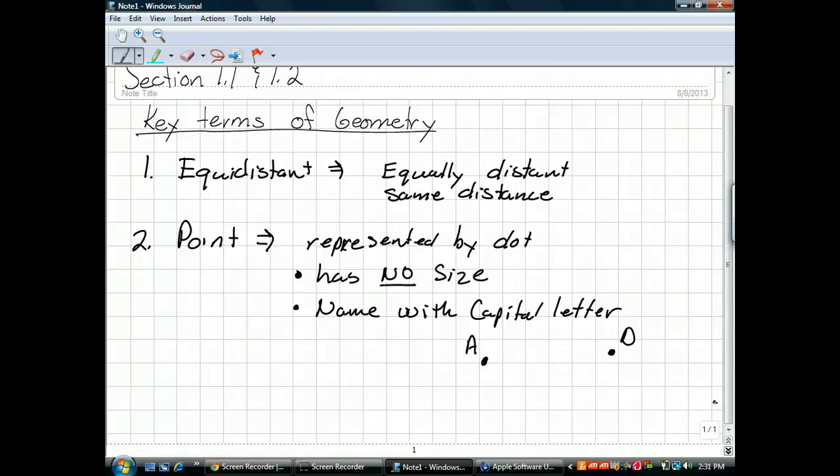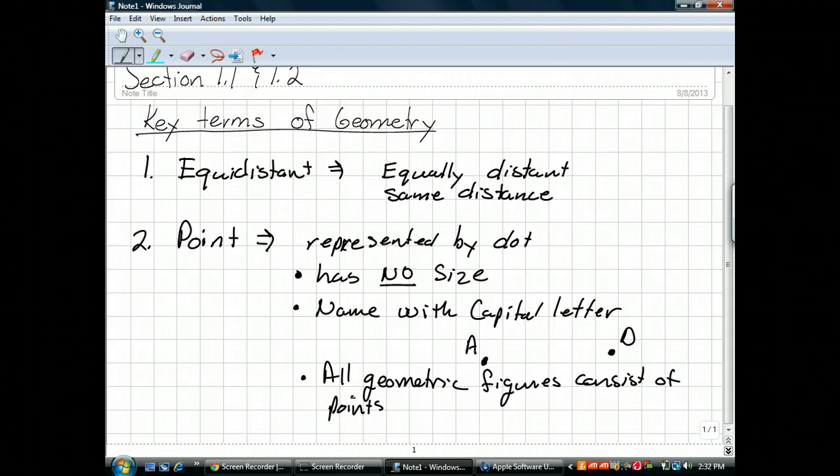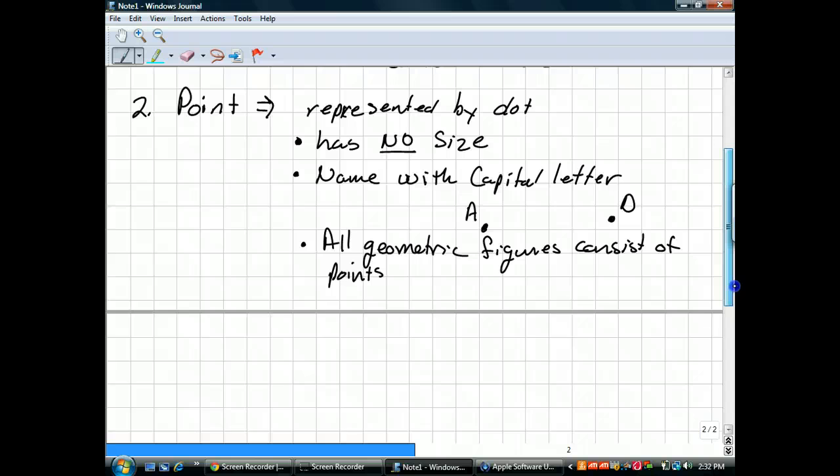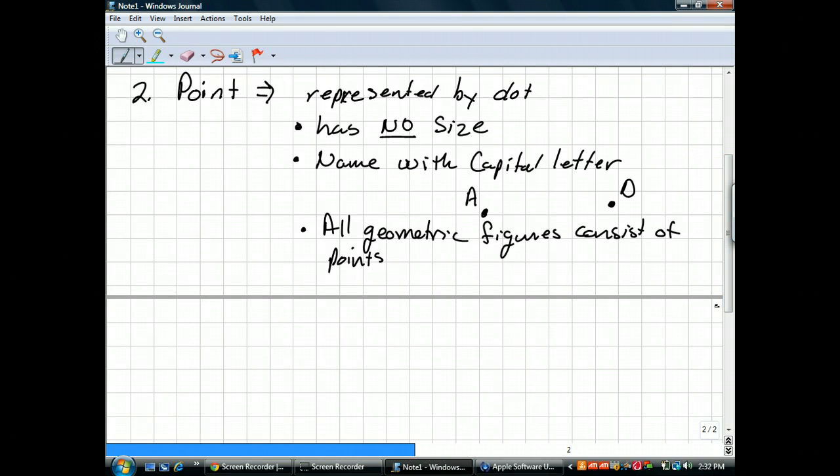And a point is the smallest part of any geometric figure. So in other words, all geometric figures consist of points. Points are the building blocks. Just like in science, atoms are the building blocks, while in geometry, points are the building blocks.